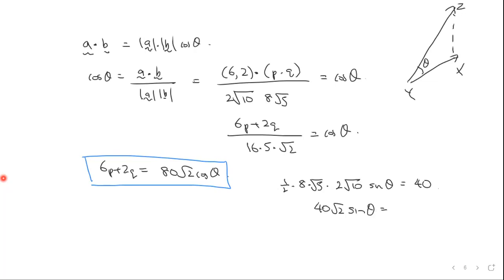Okay, so we know half AB sine theta equals 40. We know those values. That cancels, so that gives you 40 root 2 sine theta equals 40. So very clearly, we get sine theta is 1 over root 2.